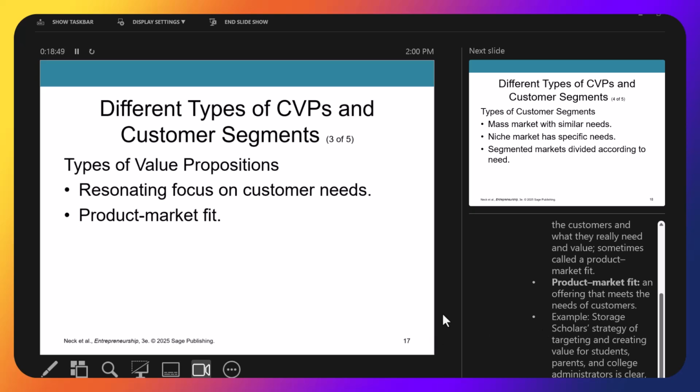Now, if what you're offering meets the needs of the customers, like for instance, Scholar Storage, this is product market fit. You have to make sure you have a product market fit. Well, he did, because he went and talked to the students, the international students, and the people who had moved from far different parts of the country. And then they told him, yeah, I'd be interested in that. So he found a good product market fit.